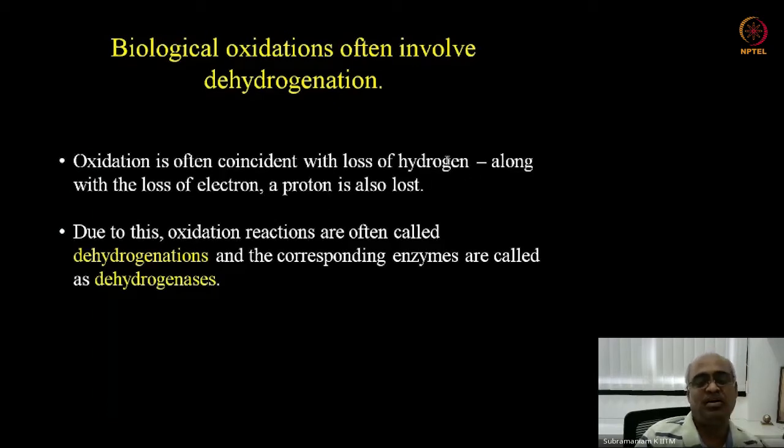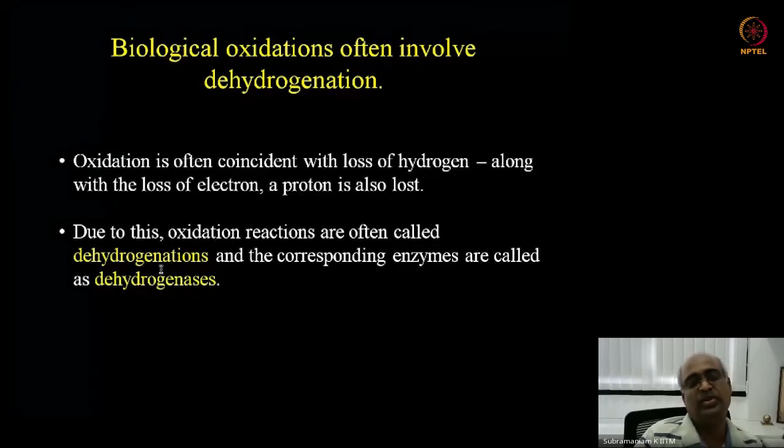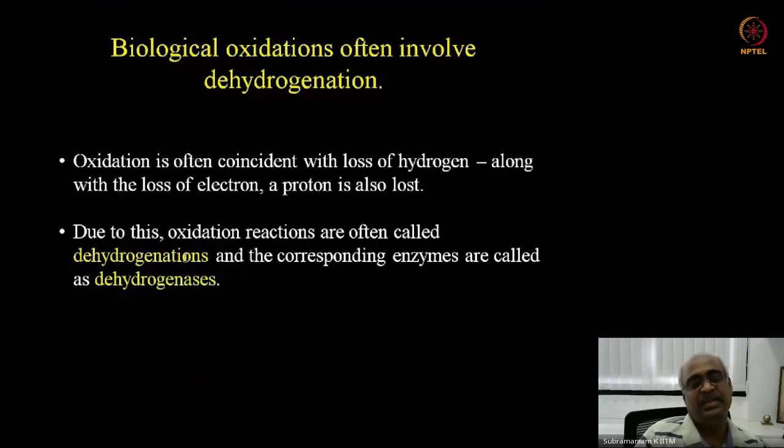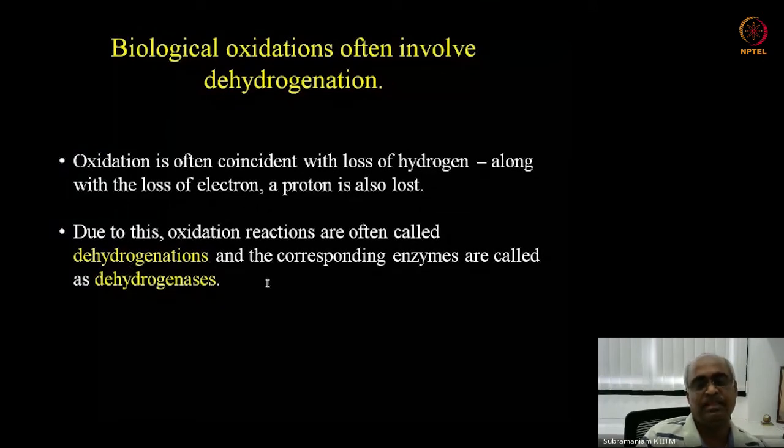Okay, that is the form in which we lose electron. Meaning when we lose an electron, we also lose a proton. So therefore, the oxidations are usually dehydrogenations, meaning you are losing a hydrogen, removing a hydrogen. That is why dehydrogenation. Like dehydrating, when you lose water, dry up, you call dehydrating. So similarly, when you lose hydrogen, you call dehydrogenation. And the corresponding enzymes are dehydrogenases.